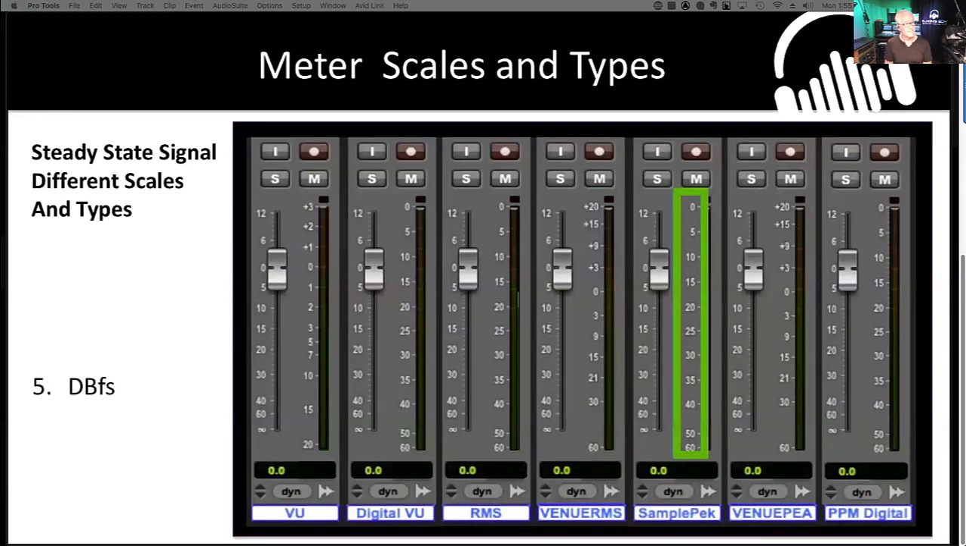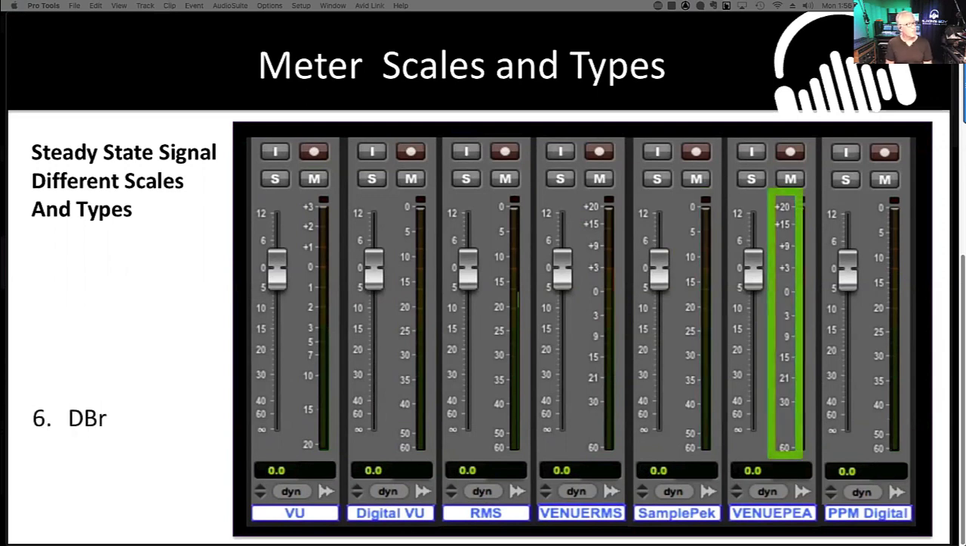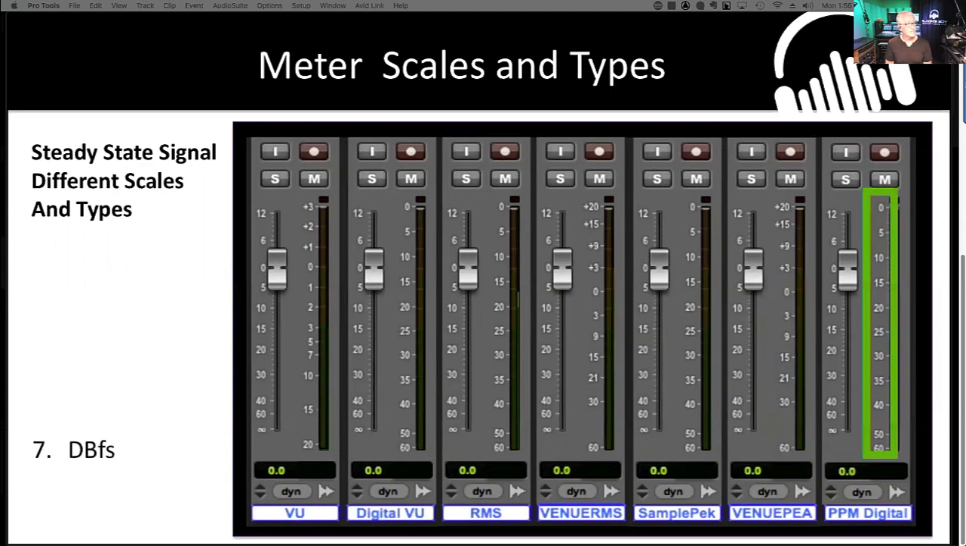How about sample peak meter? Same thing, it's a dBFS meter. It's just looking at sample peaks. Venue peak is the same scale as the dBr, even though, as you're going to see here, it's a different metering ballistic. And of course, PPM digital, which again is a sample meter. It's not even really looking at waveform. It's looking at sample peak. But it's digital, obviously, so it's going to be a dBFS meter as well.